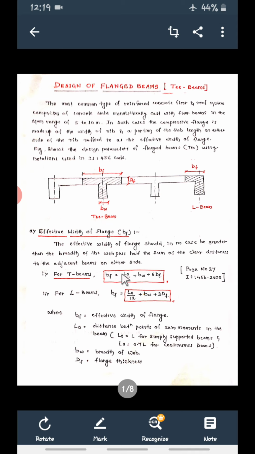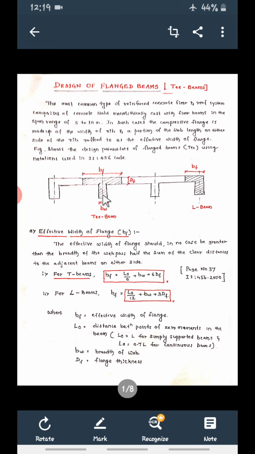Then L0, what is this L0? L0 is nothing but the distance between the points of zero moments in the beam. So points of zero moments, where the moment will be zero in the beam. So at the two supports.